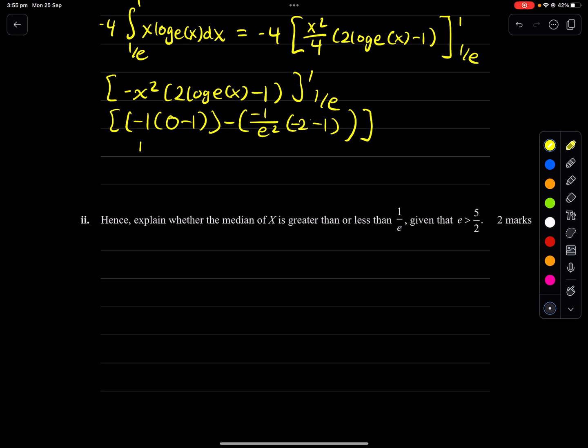So that'll be 1 minus negative 1 over e squared, negative 3, 1 minus 3e squared. Yeah, that's that.